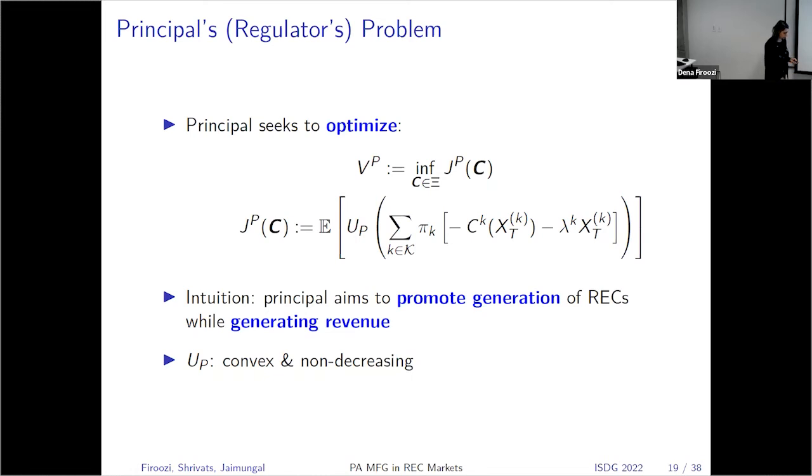Okay, so this is the utility function of the principal, and this is not a standard stochastic control problem. The principal doesn't have a state equation, and in its utility, we have the terminal cost of the agents and the number of RECs submitted by them. So these two both relate to the agents' problem. So this is not a standard stochastic control problem, but with some mathematical manipulations, we can reduce this to a standard one.